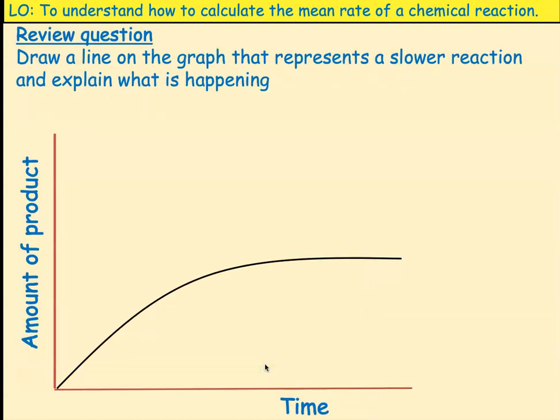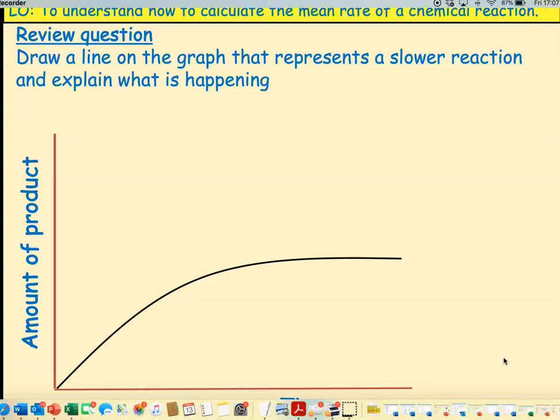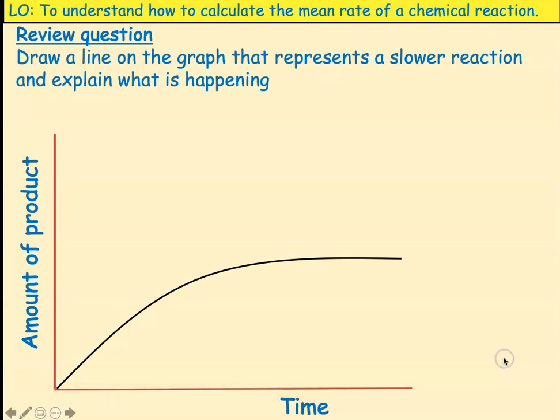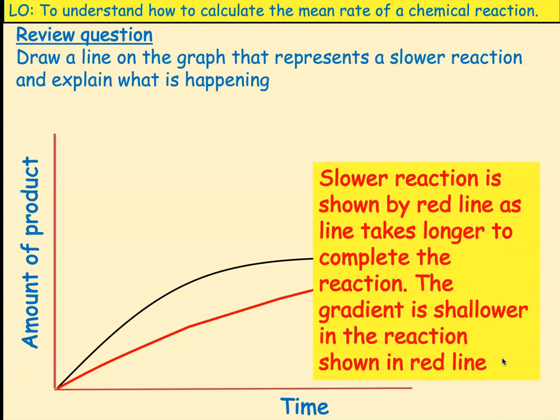Okay. Right, now draw one or explain what will be happening if it goes slower. Pause the video again and come back when you've done it. Okay, so if it's slower, it's making the product at a slower rate. It's still going to make the same amount, so it's still going to end up at the same level, but it is going to be underneath that curve because it's making it slower. Okay, it has a shallower gradient.